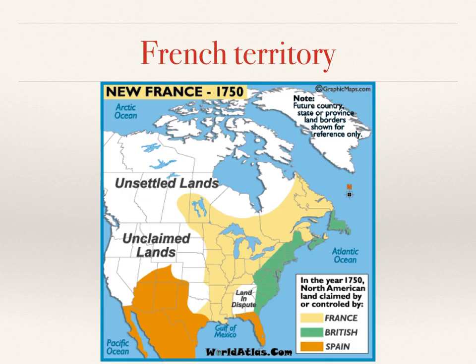So while Britain had the 13 colonies, France also had territory in America. And while it appears larger than the British territory, it was less settled, with only a few towns like Quebec and Montreal up here in Canada and New Orleans in the south.